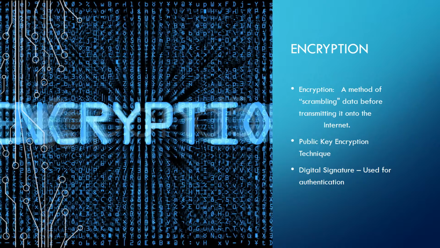Encryption. Encryption is a method of scrambling the data before transmitting it onto the internet. Public key is a cryptographic system that uses two keys, a public key known to everyone and a private or secret key known only to the recipient of the message. When John wants to send a secure message to Jane, he uses Jane's public key to encrypt the message. Jane then uses her private key to decrypt it. A digital signature is a type of electronic signature that encrypts documents with digital codes that are particularly difficult to duplicate.